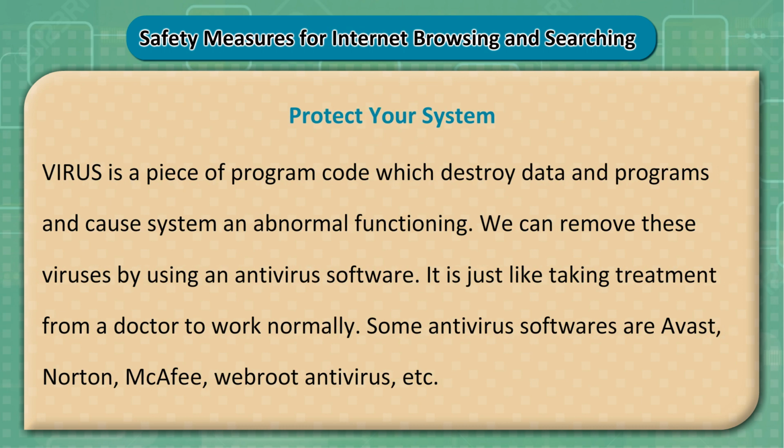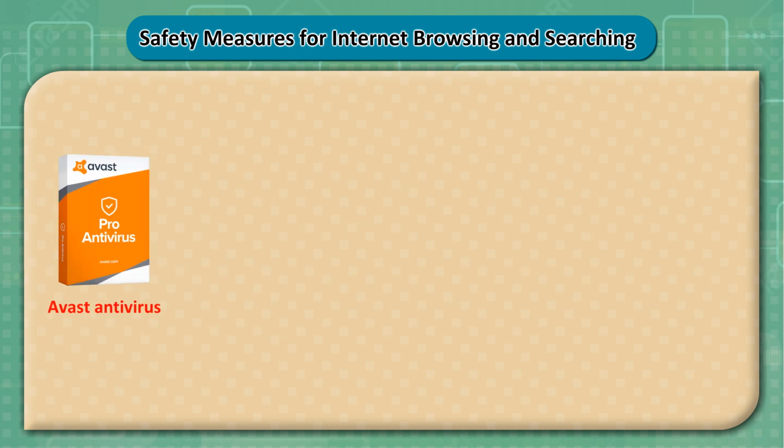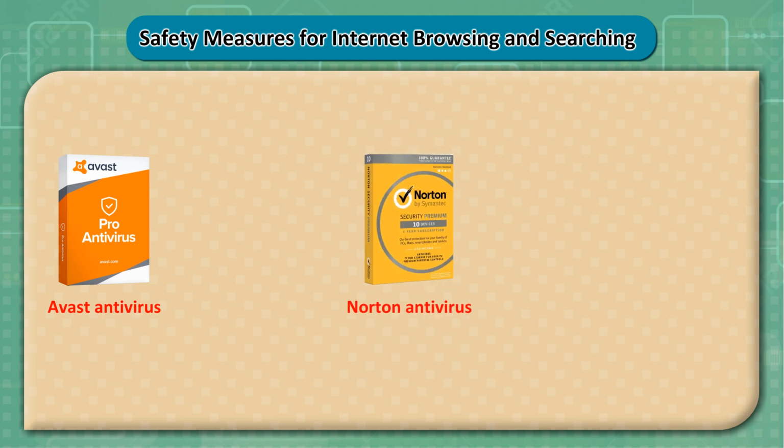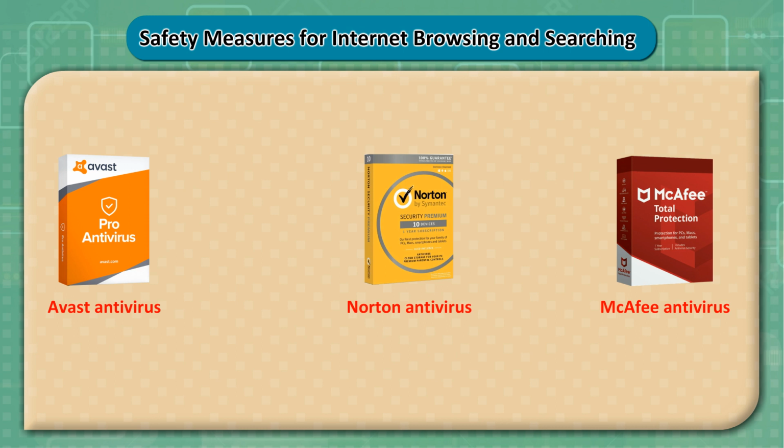Protect your system. A virus is a piece of program code which destroys data and programs and causes abnormal functioning of the system. We can remove these viruses by using antivirus software. It is just like taking treatment from a doctor to work normally. Some antivirus softwares are Avast, Norton, McAfee, Webroot Antivirus, etc.